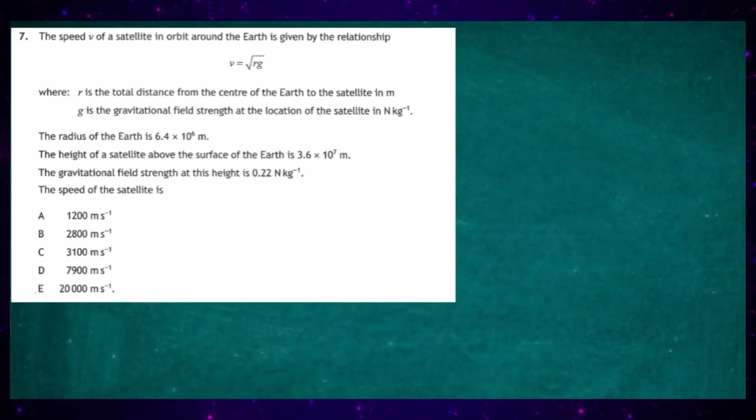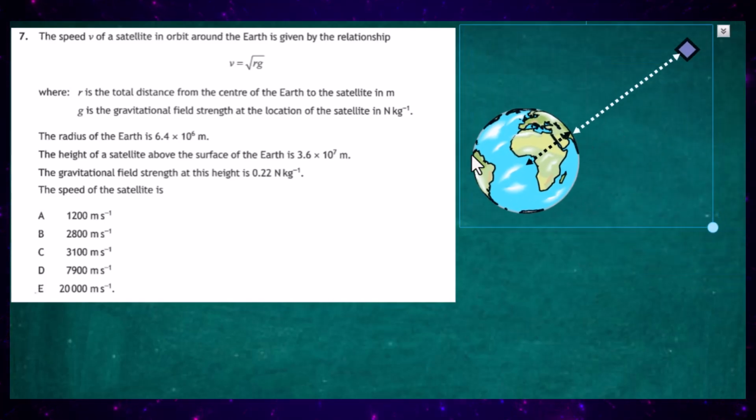Question 7. The speed v of a satellite in orbit around the Earth is given by the relationship v equals the square root of rg. Now we're told that r is the total distance from the centre of the Earth to the satellite in metres, and g is the gravitational field strength at the location of the satellite, measured in newtons per kilogram. And here's the data. The radius of the Earth is 6.4 times 10 to the power 6 metres. The height of the satellite above the surface of the Earth is 3.6 times 10 to the power 7 metres, and the gravitational field strength at that height is 0.22 newtons per kilogram. And we're asked to find the speed of that satellite.